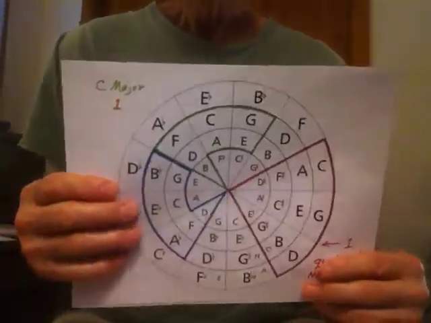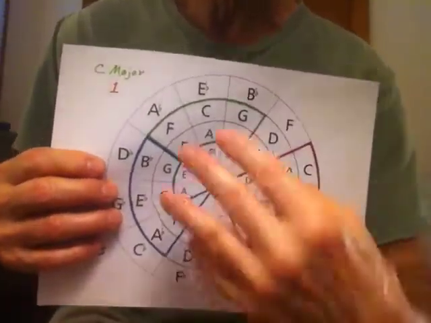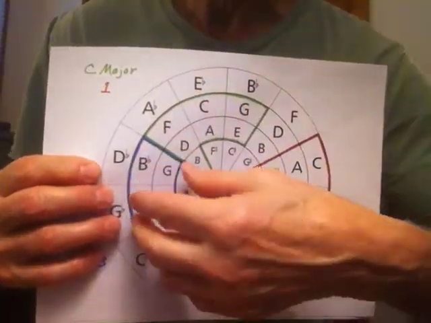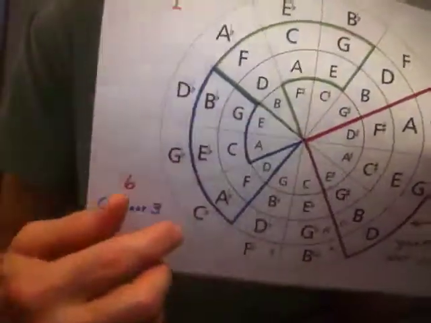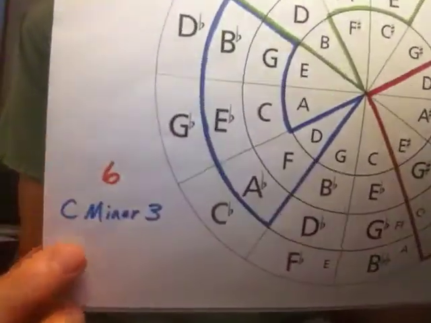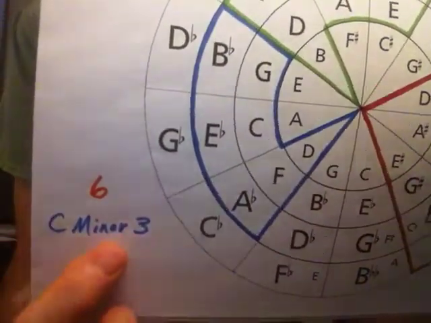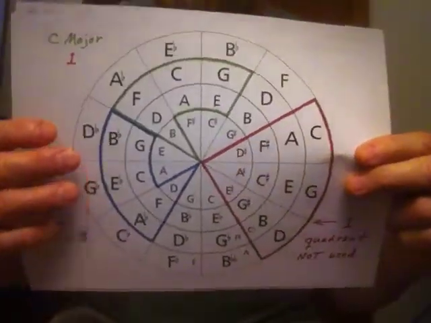Now, that scale shape, this is the beauty of the amplified circle of fifths. All you have to do is slide it, and you get different scales. Here we slid it down, and we got the C minor 3 scale, or you would call that the natural minor.